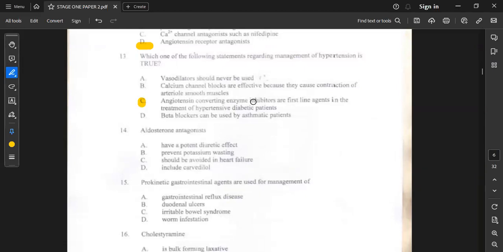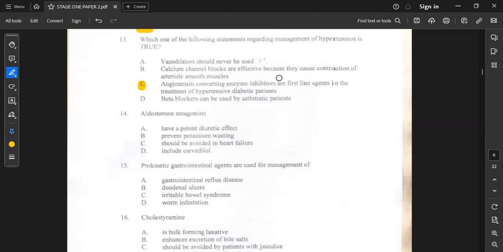So which drugs are not used by asthmatic patients? Would anyone know why B is wrong? I think it's because of that last part. They cause contraction of arterial smooth muscles. They cause relaxation.